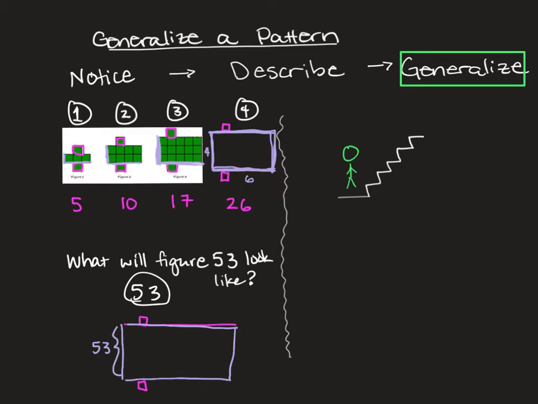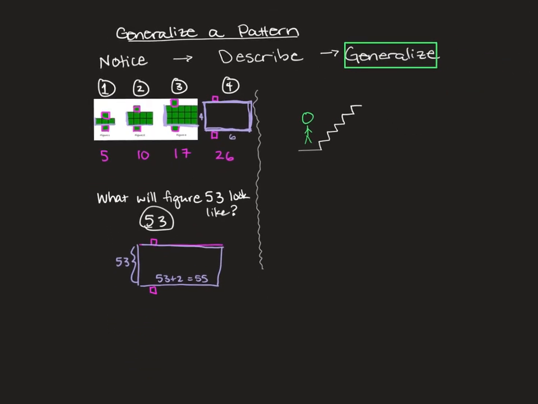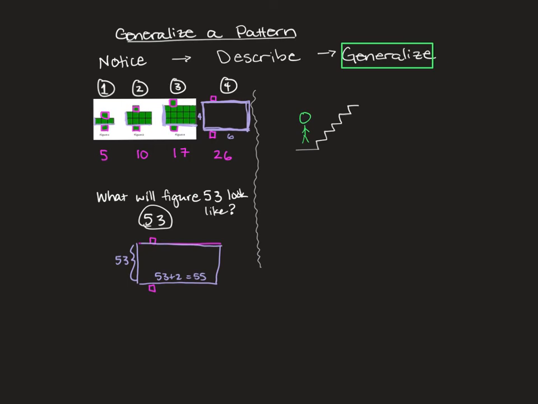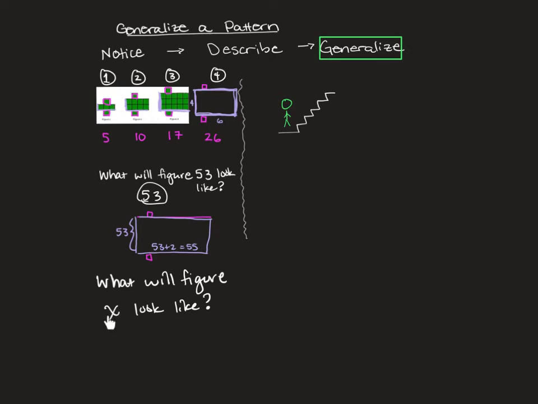Okay, cool. And then since I noticed over here that this is 1 and this is plus 2, 2 plus 2 is 4, 3 plus 2 is 5, 4 plus 2 is 6. Here, 53 plus 2, this side is going to be 55 units long. Even now, I haven't quite generalized yet, because really what a general version would be is what will figure x look like?